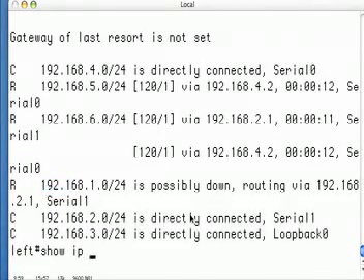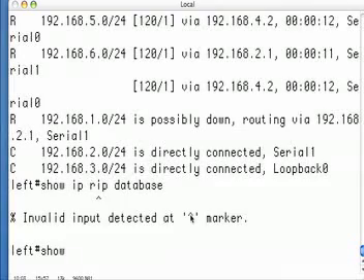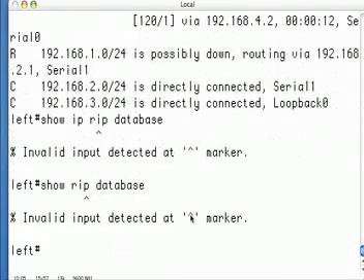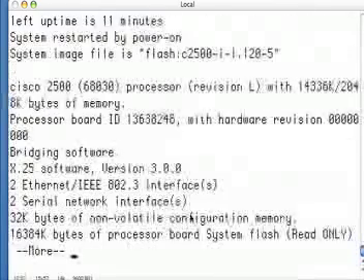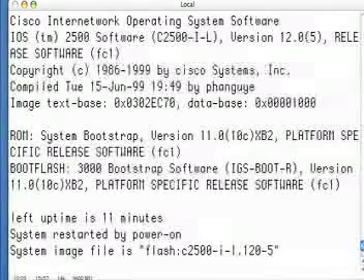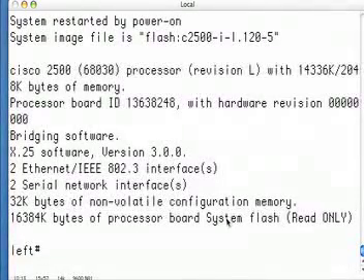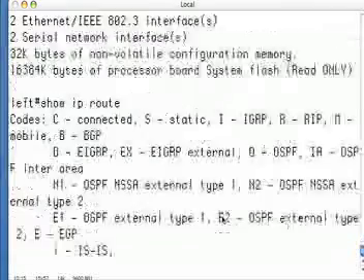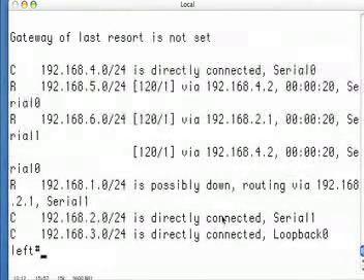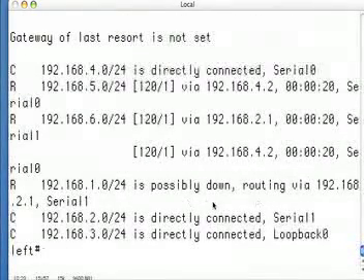Let's do a show IP RIP database. Show ver. This router doesn't let me look at the RIP database. That's unfortunate. It's possibly down.